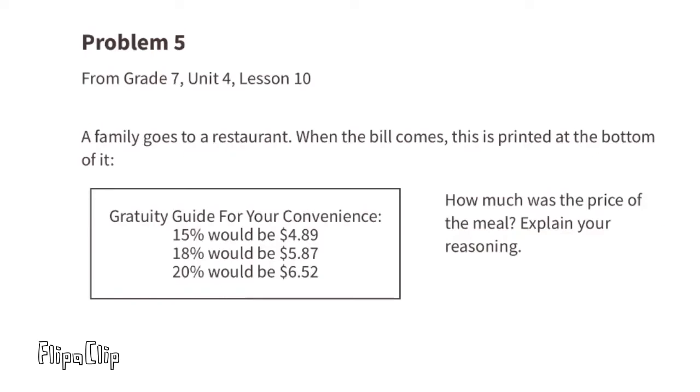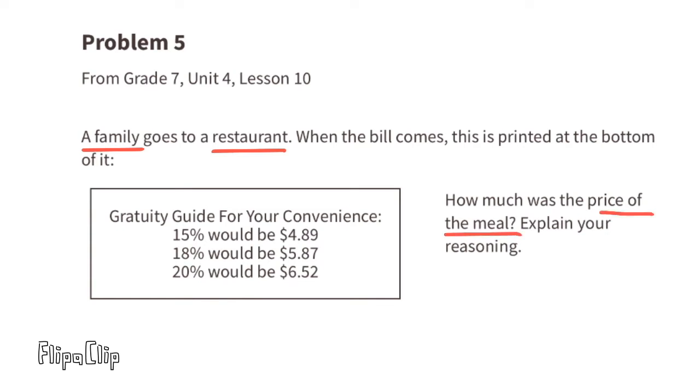Problem number 5. From 7th grade, Unit 4, Lesson 10. A family goes to a restaurant. When the bill comes, this is printed at the bottom of it. Gratuity guide for your convenience. 15% would be $4.89. 18% would be $5.87. And 20% would be $6.52. How much was the price of the meal?